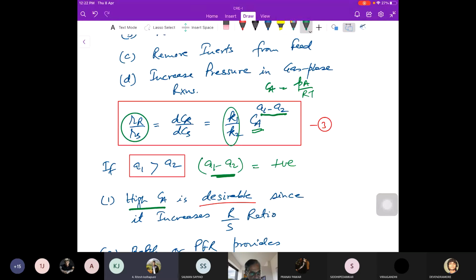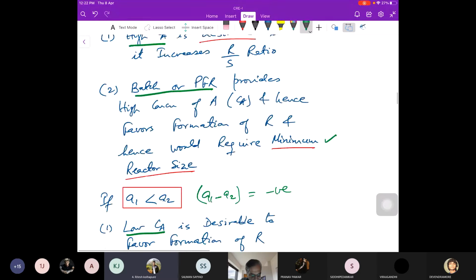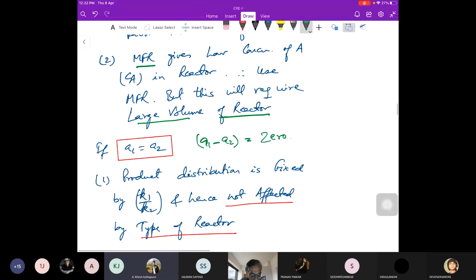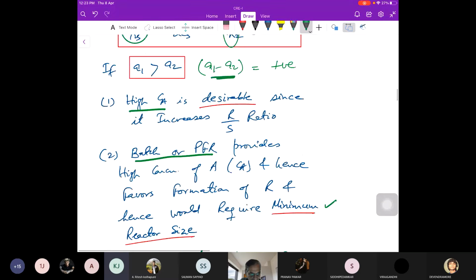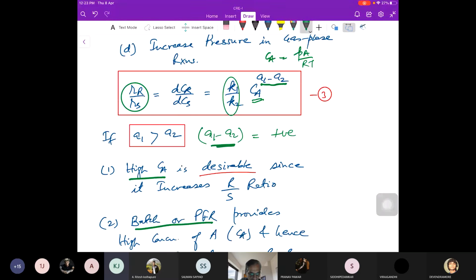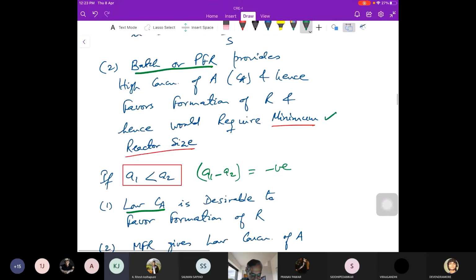Sir, third point, sir, repeat. A1 is equal to A2. क्या बोल रहे हैं? A1 equal to A2. Sir, third point वाला, हाँ, A1 is equal to A2. Equal to A2 बोला तो A1 minus A2 is equal to 0 होगा, right? So A1 minus A2 is 0, then if you take a look at this equation, this power of Ca is 0. So if power of Ca is 0, it doesn't really matter what the concentration is, it is independent of concentration. R upon Rs becomes K1 by K2.